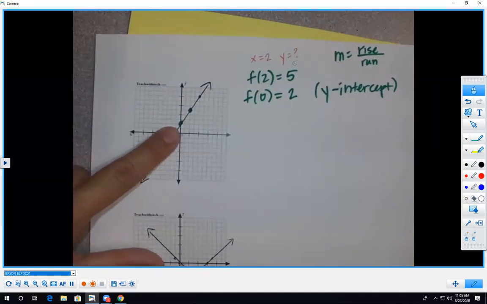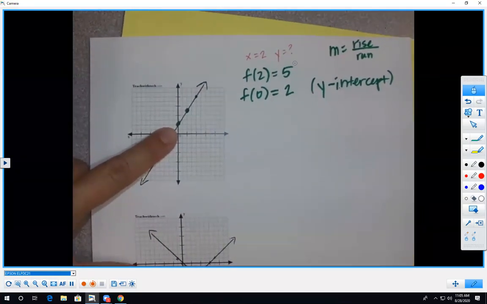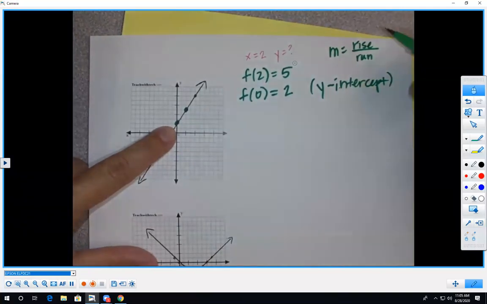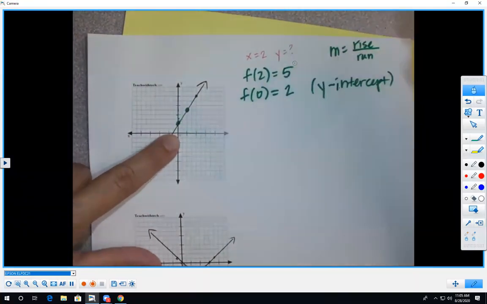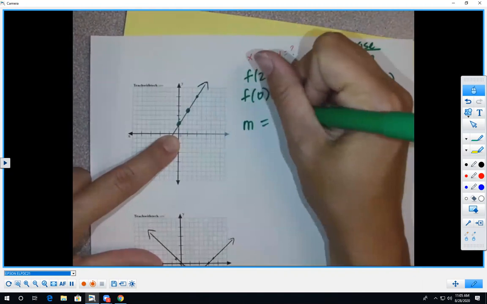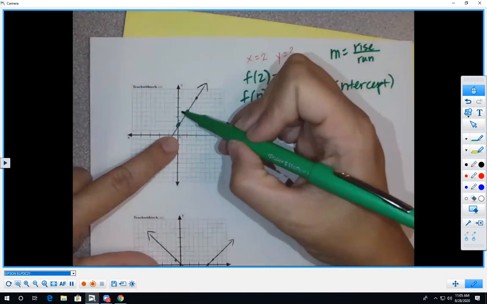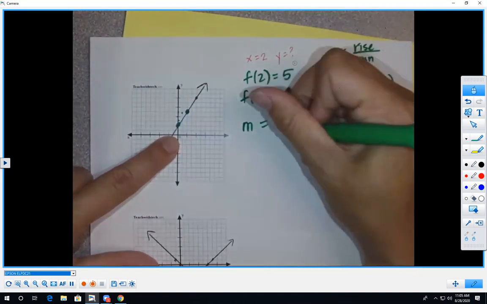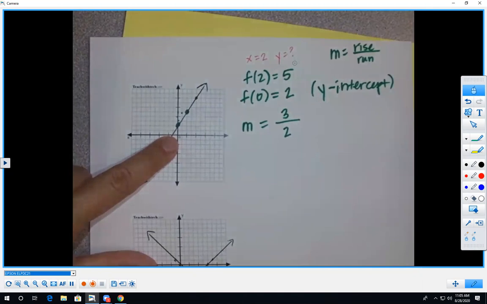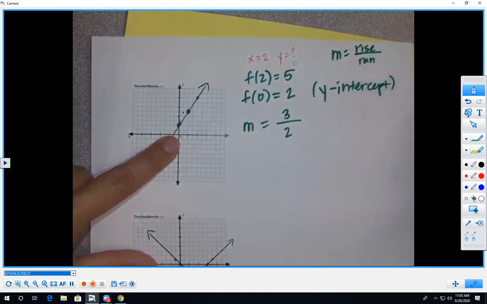So if I start at this bottom point at 0, 2, how much do you need to go up to get to the next point? 1, 2, 3. So my slope would be 3 on top. It's positive 3 because I had to go up. And then I have to go over to the right, 1, 2. So it would be the number 2 on bottom. Going to the right is positive and going to the left is negative.